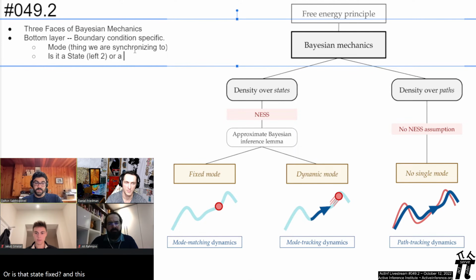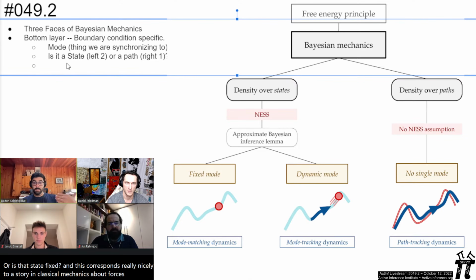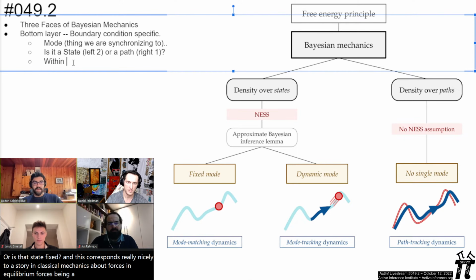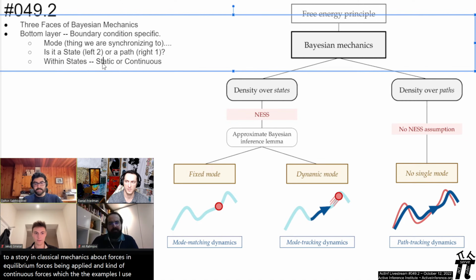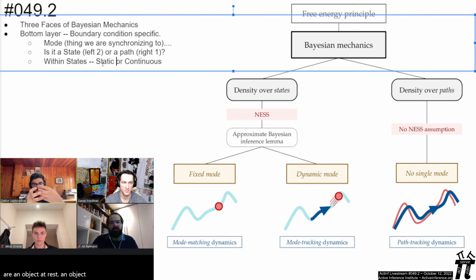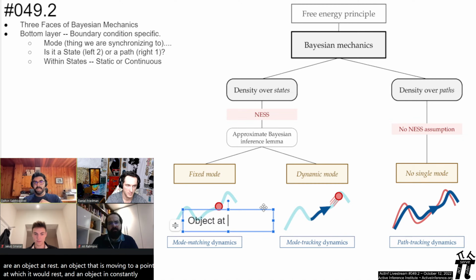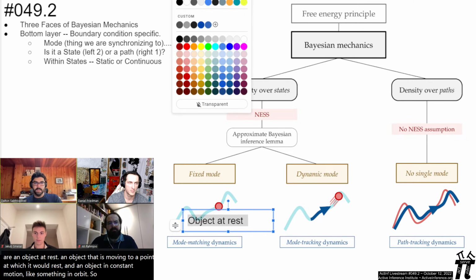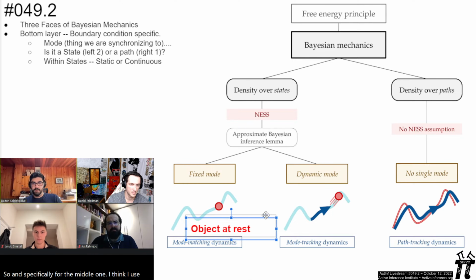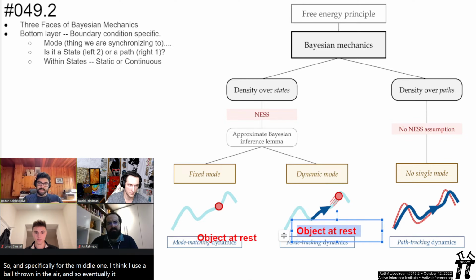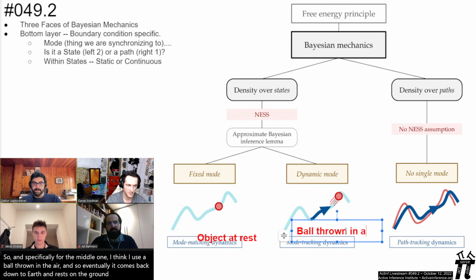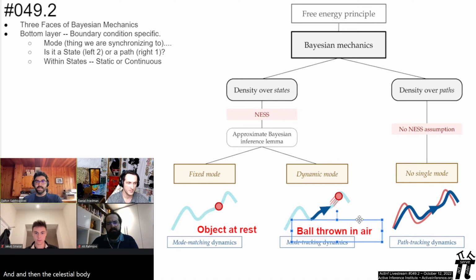And this corresponds really nicely to a story in classical mechanics about forces in equilibrium, forces being applied, and kind of continuous forces. The examples I used are an object at rest, an object that is moving to a point at which it would rest, and an object in constant motion, like something in orbit. Specifically for the middle one, I think I use a ball thrown in the air, and so eventually it comes back down to Earth and rests on the ground. And then the celestial body, a planet in orbit, is your path tracking.